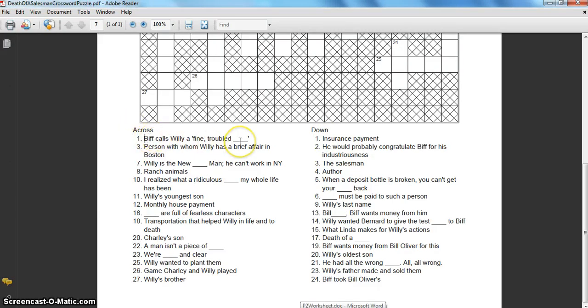These blanks in some of the questions are not things to be filled in, but I don't know how what I have here would get across to someone using a screen reader program. Perhaps the screen reader would read "Biff calls Billy a fine troubled." I don't know what it would do. I feel like there's no alt text or anything to tell the screen reader program what this is to help the learner get that.